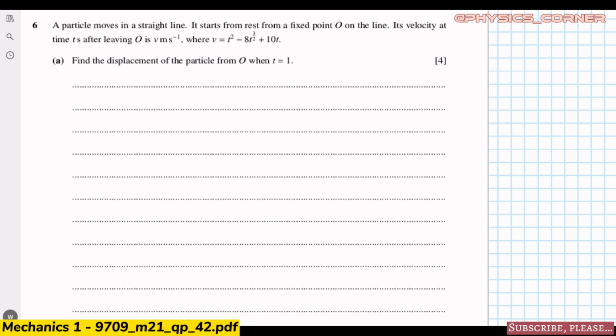Let's check question 6. A particle moves in a straight line. It starts from rest from a fixed point O on the line. Its velocity at time t seconds after leaving O is v meter second minus 1, where v equals t squared minus 8t to the power 3 over 2 plus 10t.